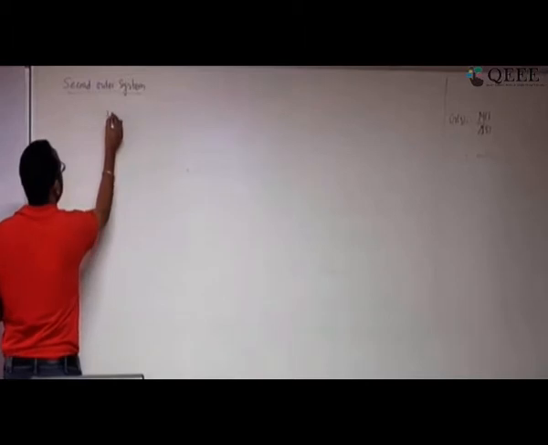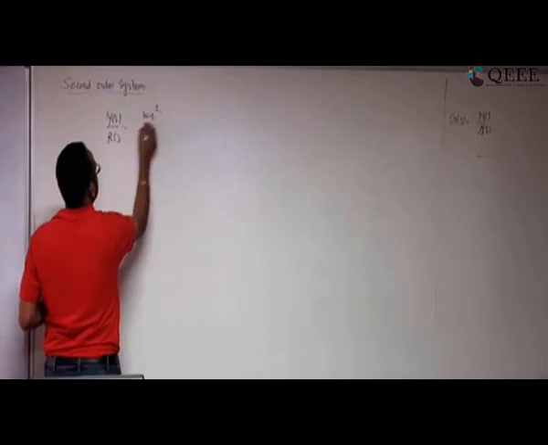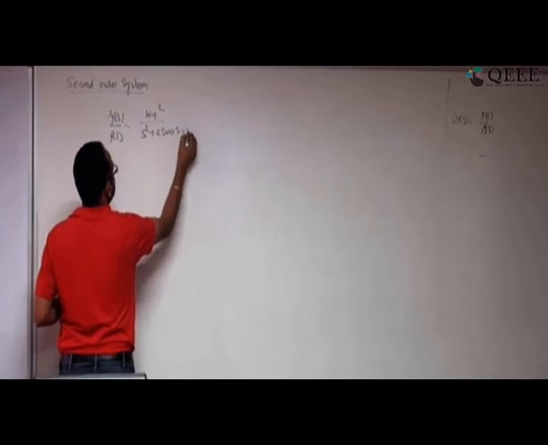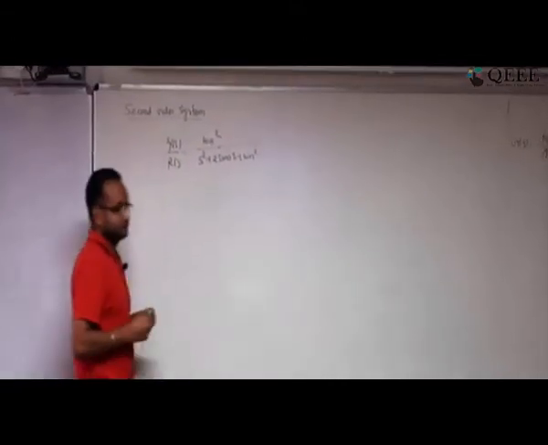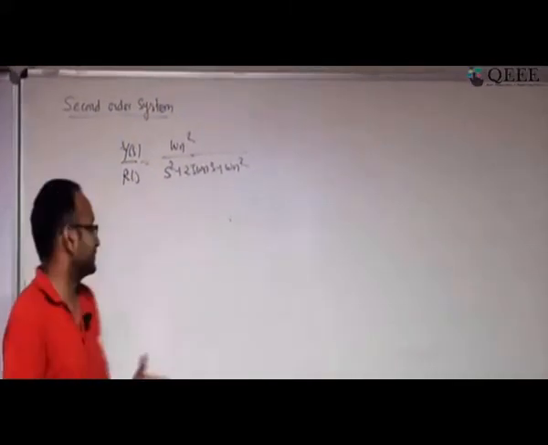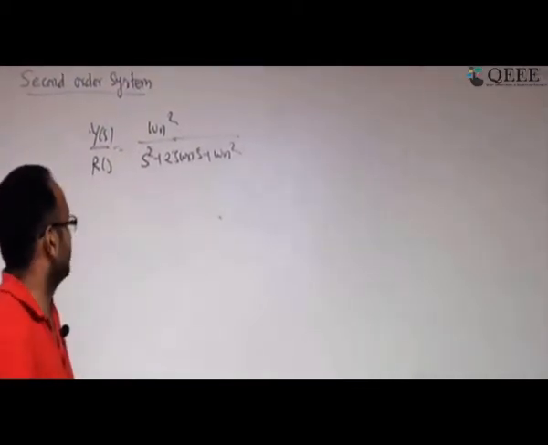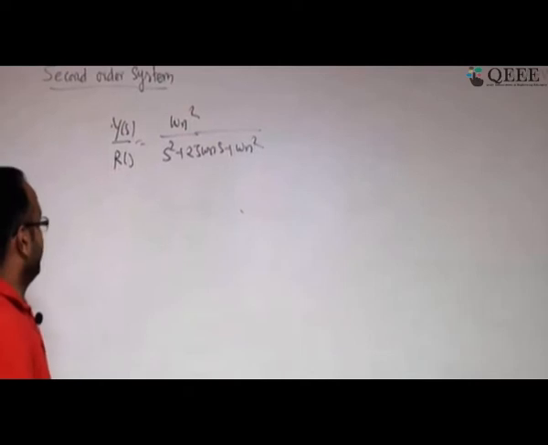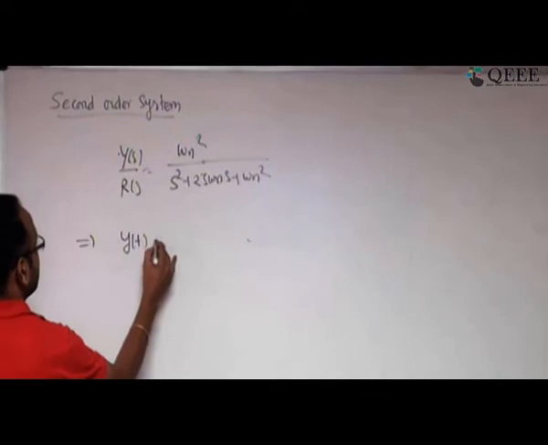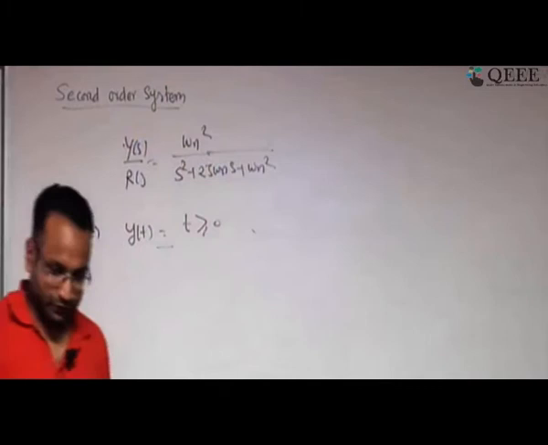So let me write it: Y(s) divided by R(s) is going to be omega_n squared over s squared plus 2 zeta omega_n s plus omega_n squared. Okay. So whenever we talk about a system, the second order system is represented by these terms zeta and omega_n, and I can call them the personality of the system. Correct? Okay. So as I mentioned, our objective is to analyze y(t) for t greater than or equal to 0 for any arbitrary input.